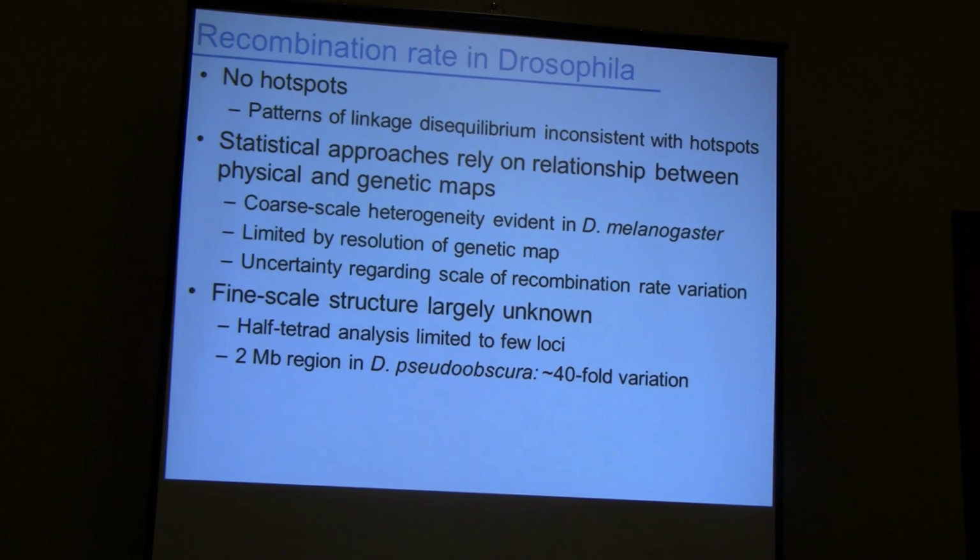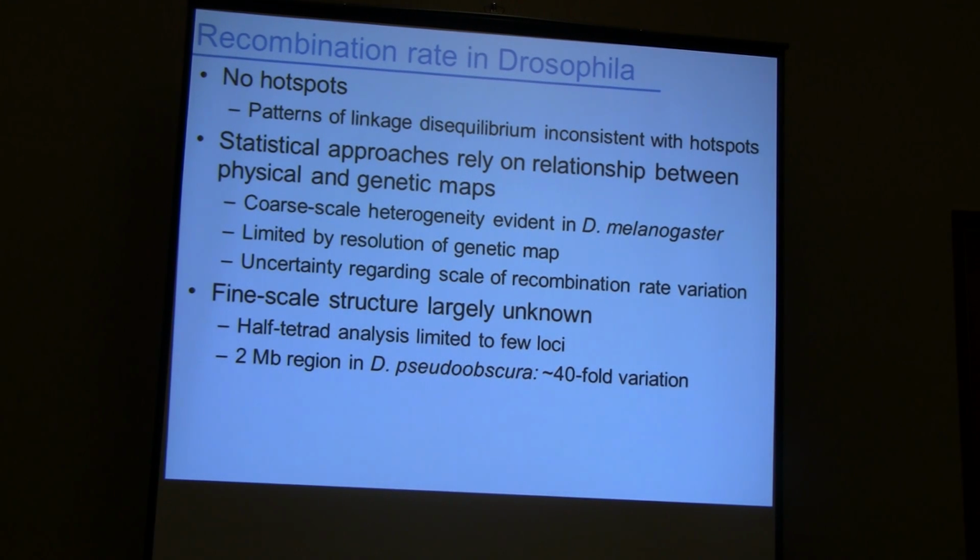These techniques are very difficult to apply to any arbitrary locus in the genome, so we knew very little about the fine-scale structure of recombination rate variation in melanogaster. And then, as I mentioned, in 2007, there was this publication from the Cirulli et al. paper where they looked at a 2 megabase region on the pseudoobscura X, and they found 40-fold variation in crossover rate in Drosophila pseudoobscura at this fine scale.